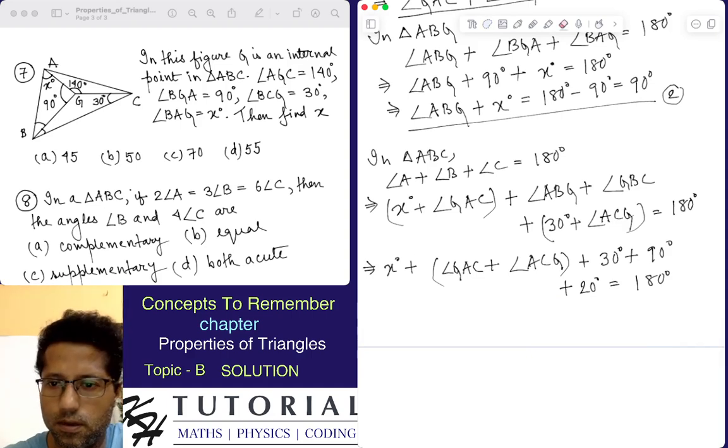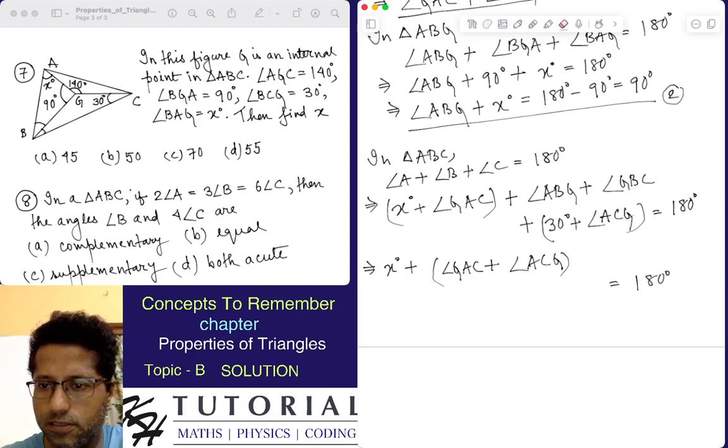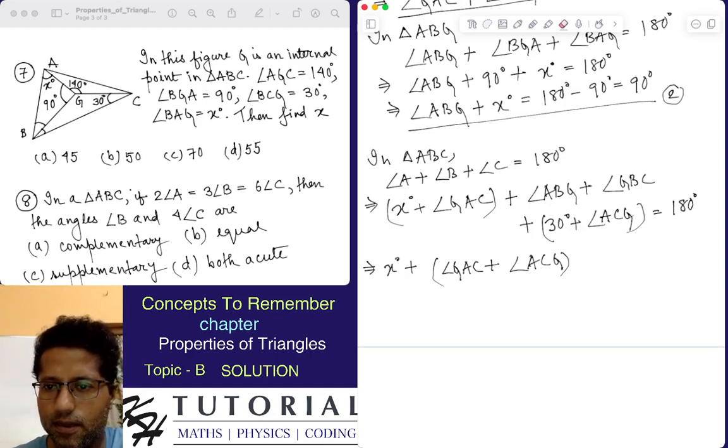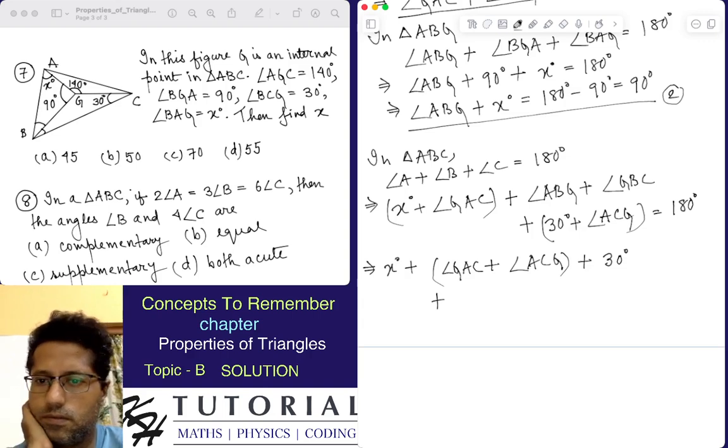So we are at this stage. Okay, so this is x degrees and we have combined angle GAC and angle ACG, fine, and we also have these 30 degrees. Now we are left with angle ABG. We do not know angle ABG, but angle ABG plus x is 90 degrees.